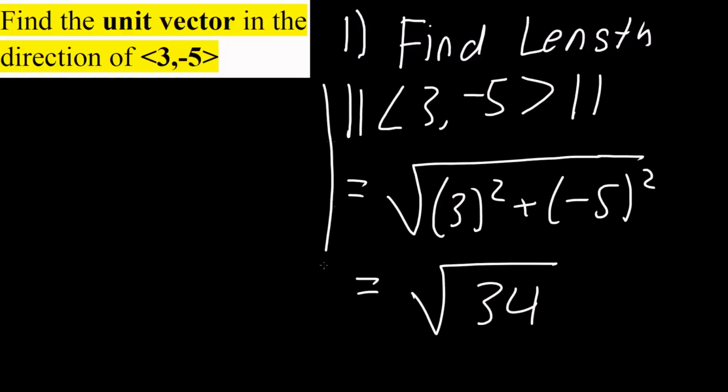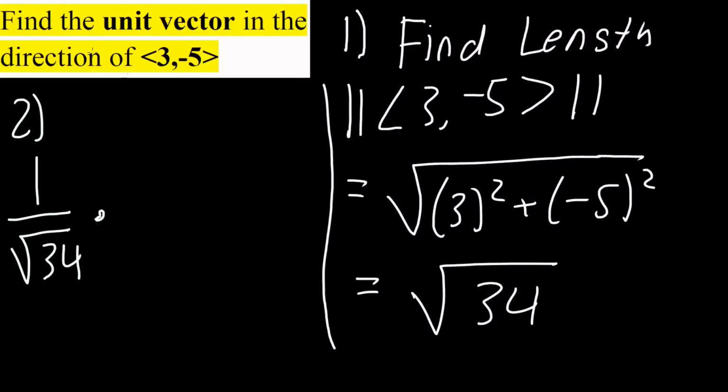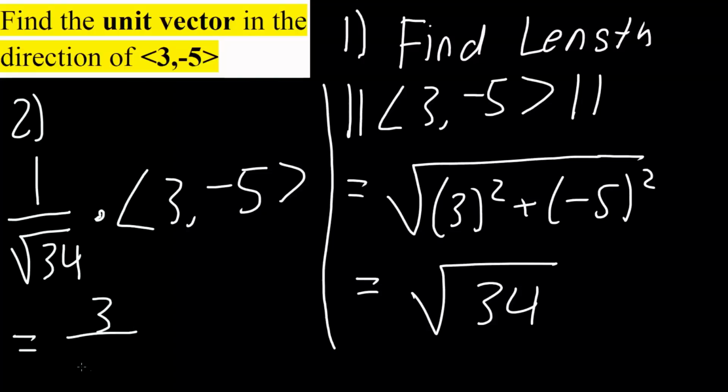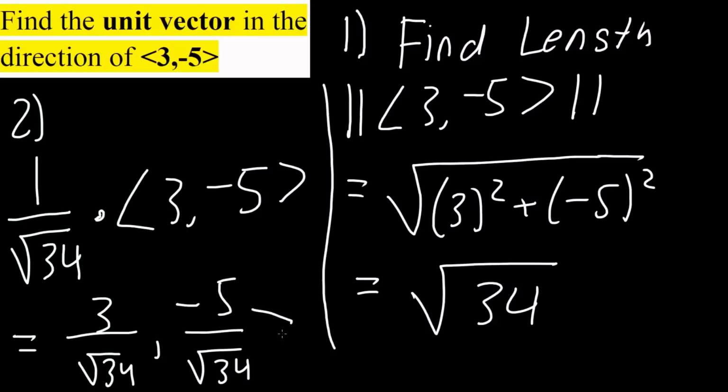And now the second step, the step that would ultimately give us the unit vector. So we say 1 divided by the length. So 1 divided by the square root of 34 times the directional vector, so times the vector 3, comma, negative 5. And so we would get 3 divided by the square root of 34, comma, negative 5 divided by the square root of 34. And this ultimately will be our final answer.